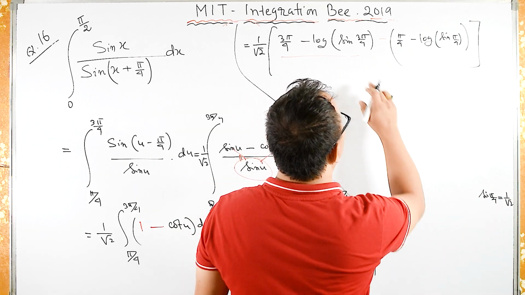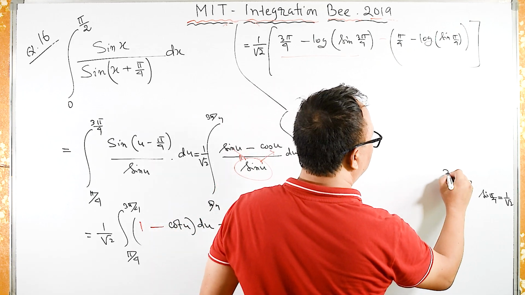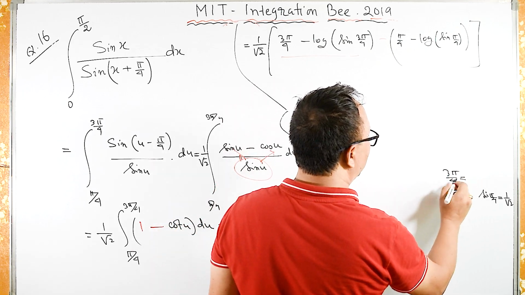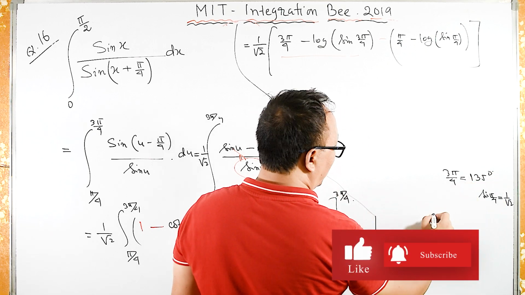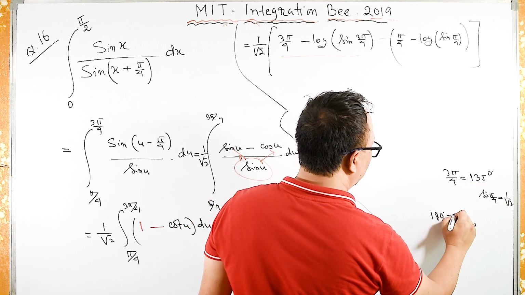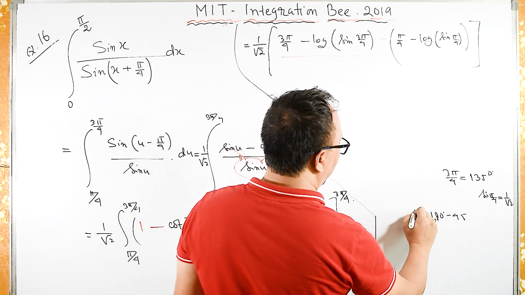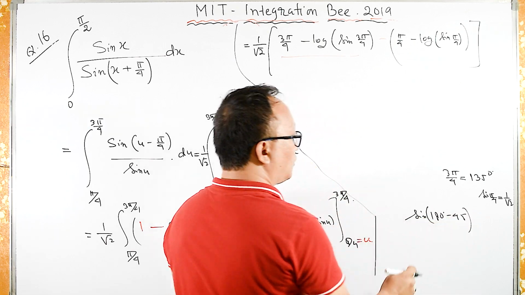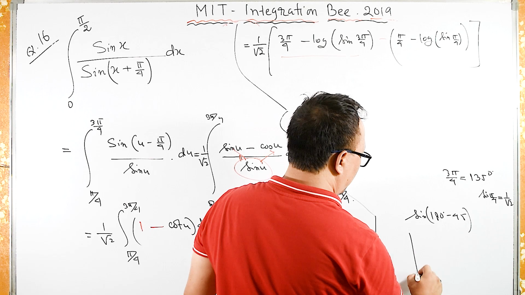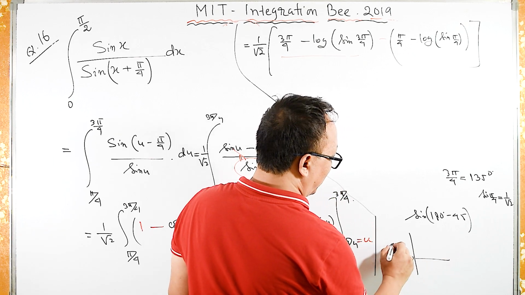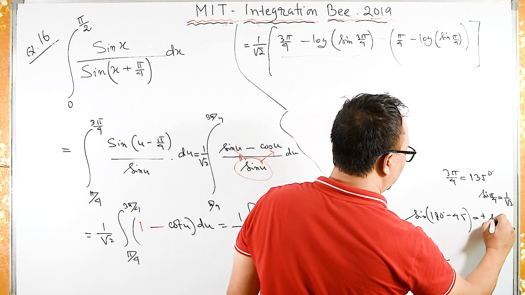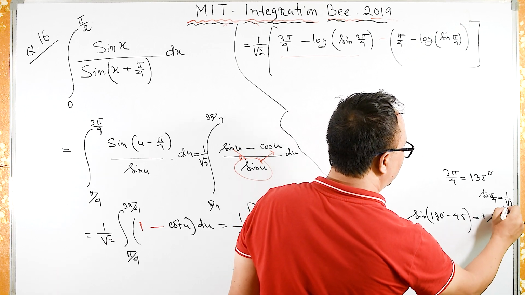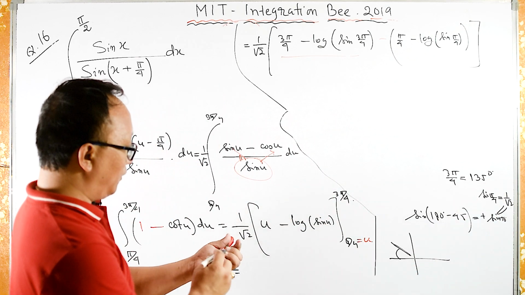So what is sine 3 pi by 4? Sine 3 pi by 4 is the same as, in terms of degrees, 135 degrees. 135 degrees is the same as sine of 180 minus 45. Sine of 180 minus 45 is in this quadrant, where sine is positive. So it will go to sine of 45. Therefore, these values are the same.